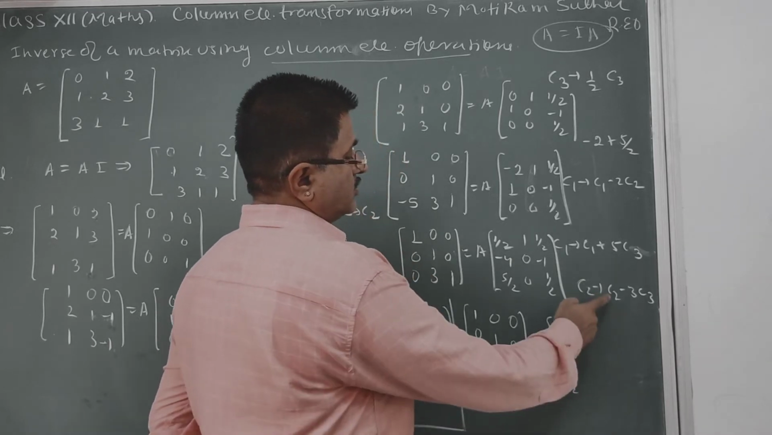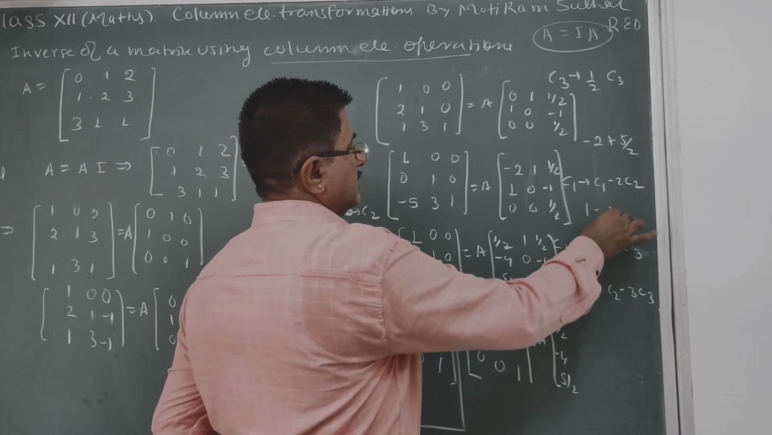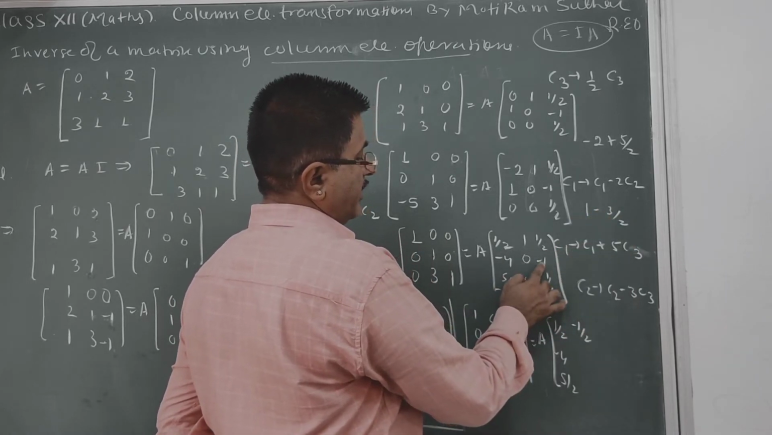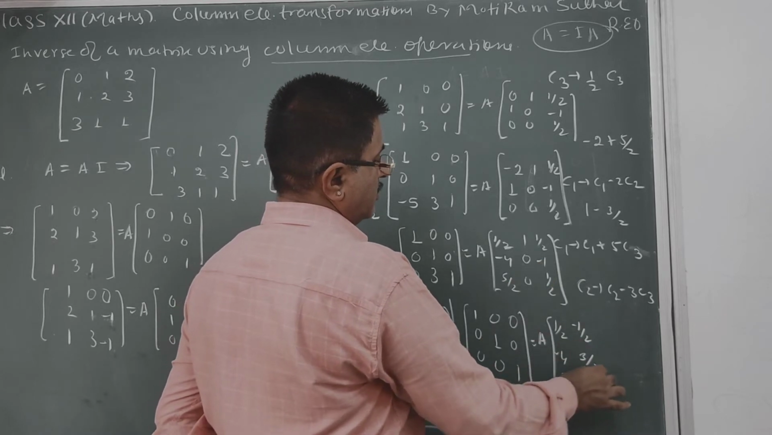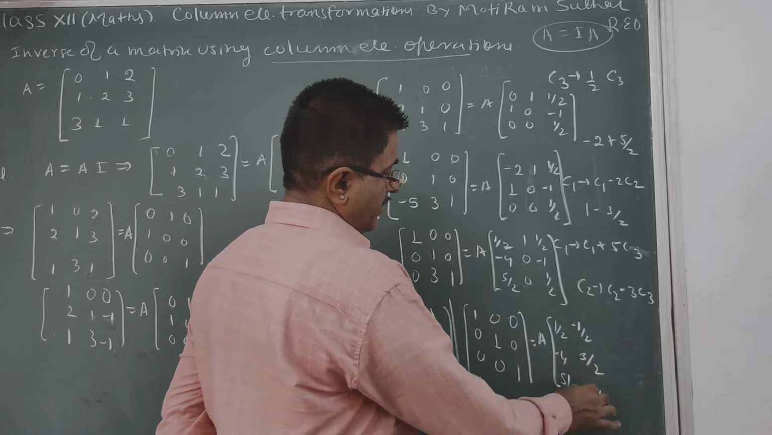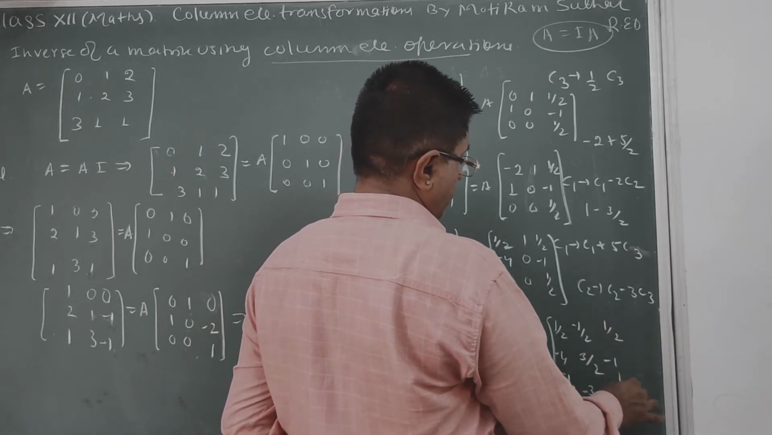Now on the right hand side, in the second, first remains same. Second say C2 minus 3 times C3. 1 minus 3 times of 2, that is minus 1 by 2. 0 minus minus, plus 3 by 2. 0 minus 3 by 2, minus 3 by 2. And then 1 by 2, minus 1 and 1 by 2.